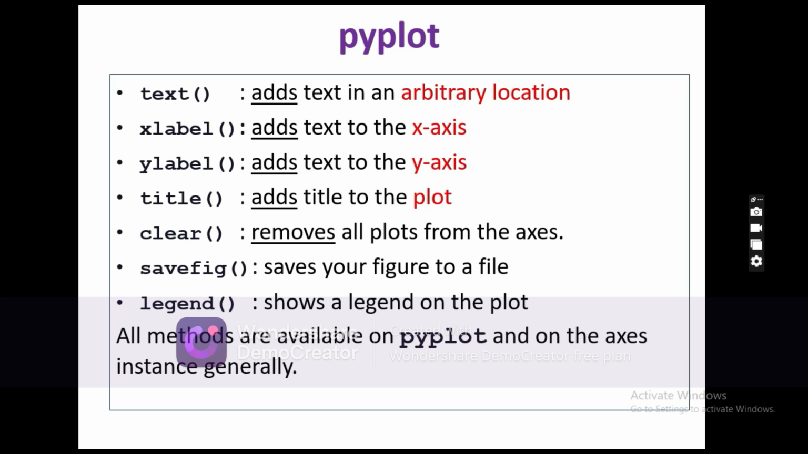Some pyplot methods we have are text, which adds text at an arbitrary location in the graph. Xlabel adds a label to the x-axis. Ylabel adds a label for the y-axis. Title gives a title to the plot once the graph is ready. Clear removes all plots from the axis. Savefig saves your figure to a file. Legend shows the legend on the plot.